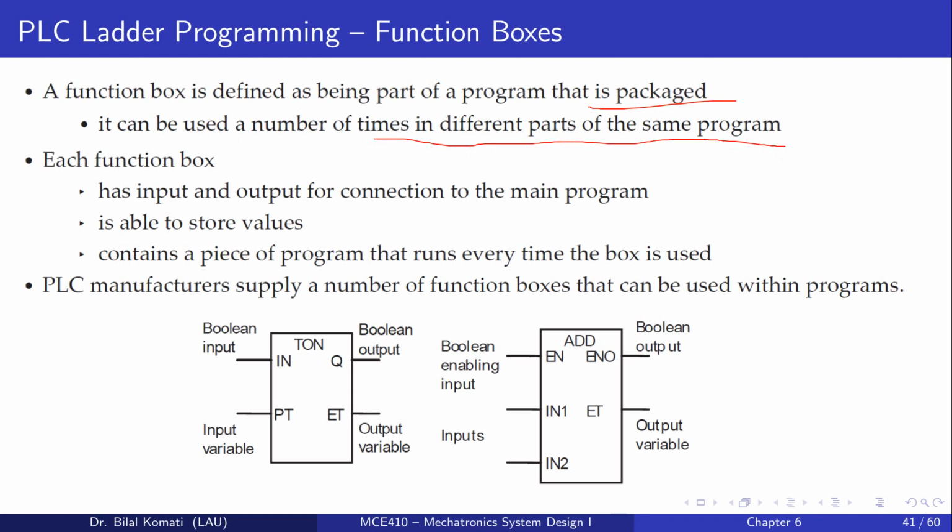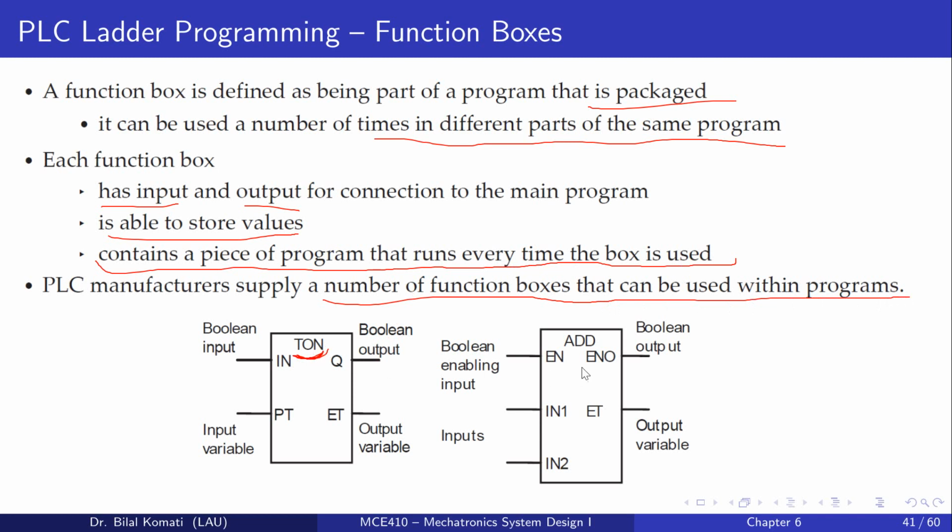But here, since we are doing it in a graphical manner, we have a function box. Each function box has inputs and outputs for connection to the main program, and is able to store values, and it contains a piece of program that runs every time the box is used. PLC manufacturers usually supply a number of function boxes that can be used within programs. Some examples of function boxes are the timer boxes. So here this is the timer T on.